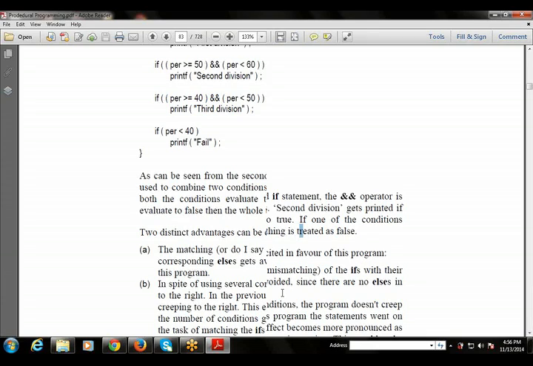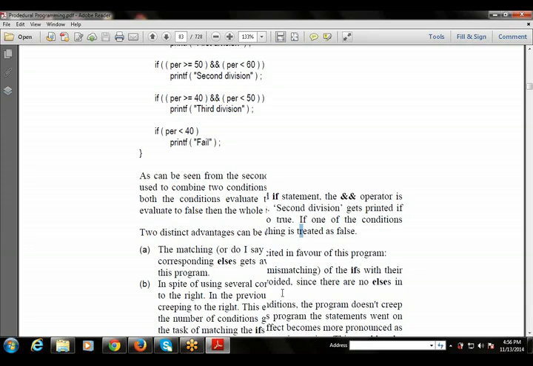whenever there is a requirement for matching the if, there are two ifs, two elses, two if elses used. Since there are no elses in the program, we can match the if very easily because there is no else. As you see in the program, there is no else part.